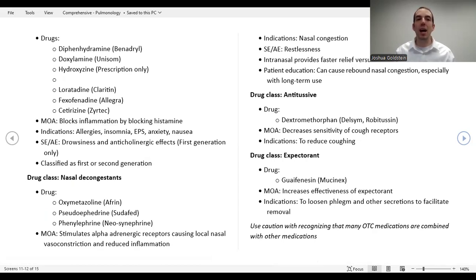They're a pretty big class, pretty common. Most of it's over the counter. We have our diphenhydramine and doxylamine. That's Benadryl and Unisom. Both of those are over the counter. We also have hydroxyzine, and that's a prescription-only antihistamine. Again, histamine 1 receptor antagonist or histamine 1 receptor blocker, or to keep it short, H1RA. How do these work? These block inflammation by blocking histamine. It says it in the name, so that's simple to understand.